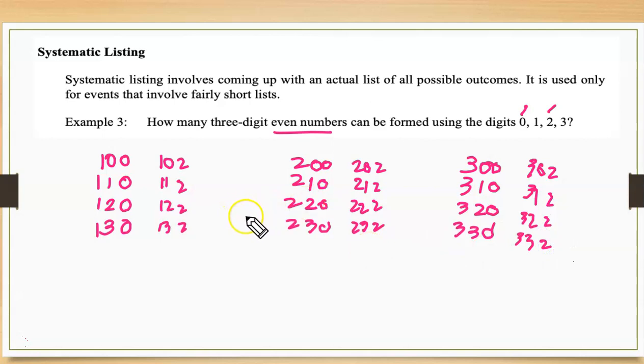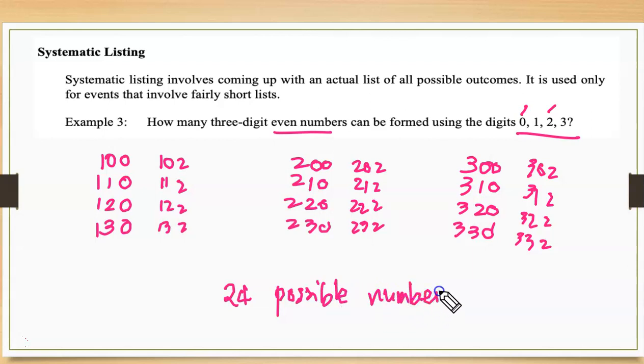Okay, we have already the list of possible 3-digit even numbers from the digits 0, 1, 2, and 3. So there are 24 possible ways or possible numbers. Right? We call this a systematic listing because it is a systematic list of possible outcomes. Alright?